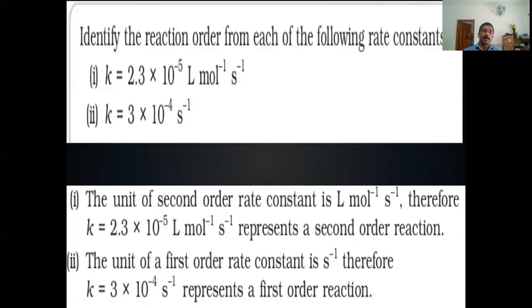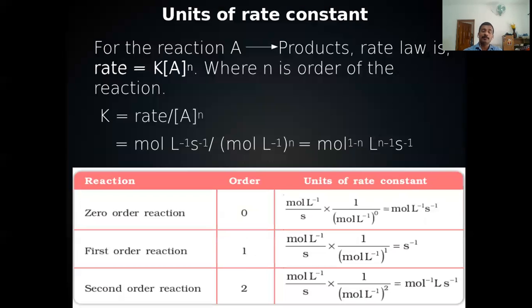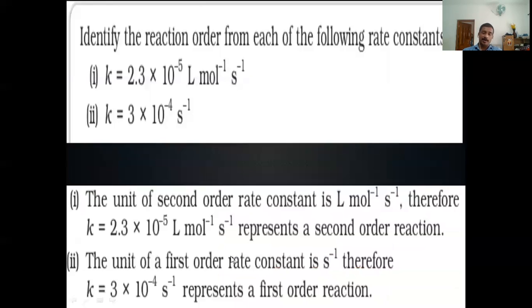Now K is equal to 3 into 10 raised to minus 4 per second. Per second is the unit of rate constant of a first order reaction. So from this, it is very clear. If you know the unit, you can identify whether the reaction is first order, second order, third order, zero order, or half order. Whatever it may be, we can identify it very easily.